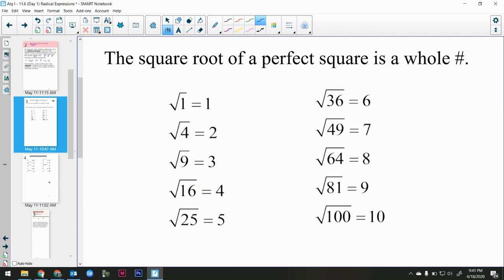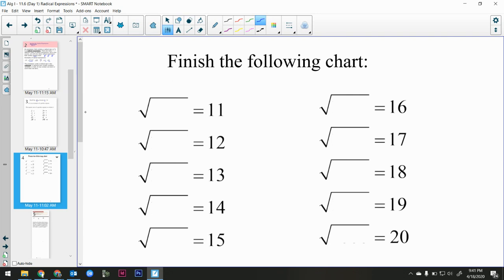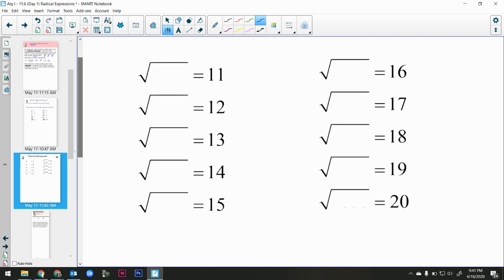Ones that are not so readily available are the ones from 11 to 20. Back in the Stone Age when I was taking Algebra 1, my Algebra 1 teacher gave us a timed test on square roots up to 20.